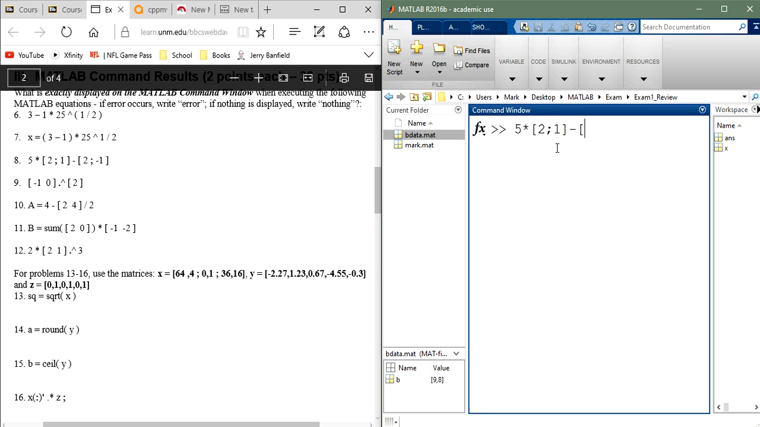Minus 2. A and s is equal to 8, 6. But know that it's a column, one column and not one row.